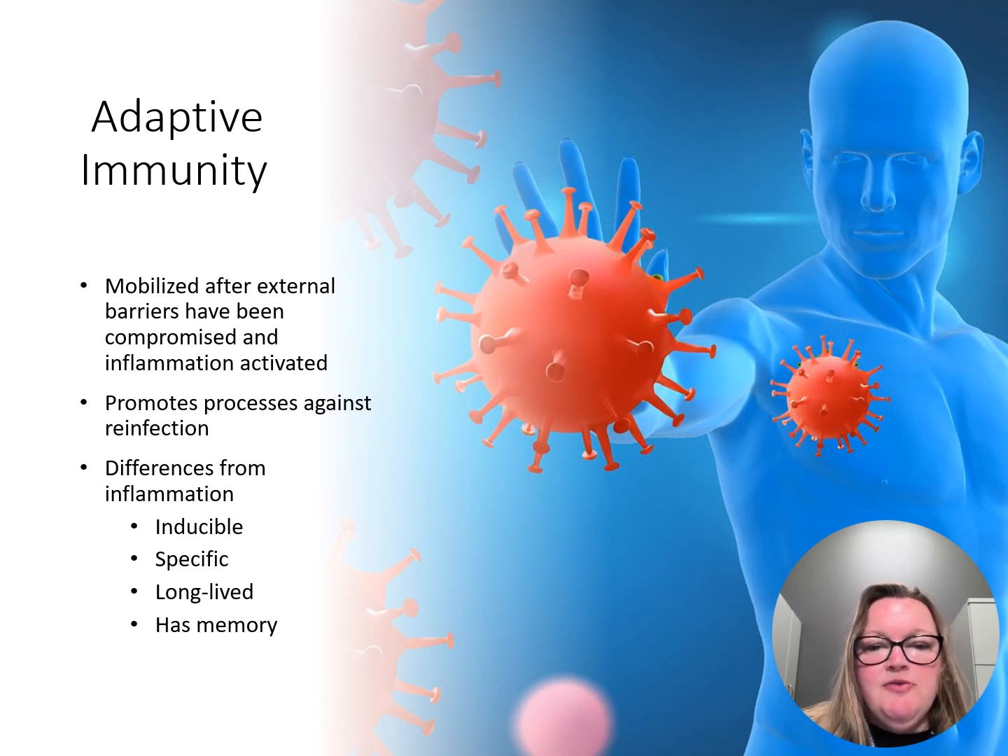So, how is adaptive immunity different from inflammation? Well, we've already mentioned one, it's slow, whereas innate immunity and inflammation is rapid and immediate. Adaptive immunity is also inducible, which means that the effectors of the immune response, like lymphocytes and antibodies, are not already there in large number, but are rather produced in response to the pathogen. This is why it takes longer.